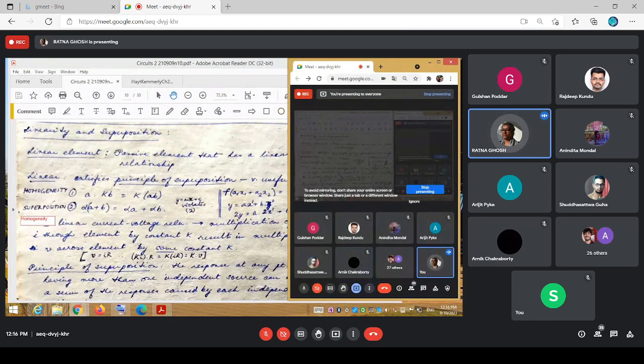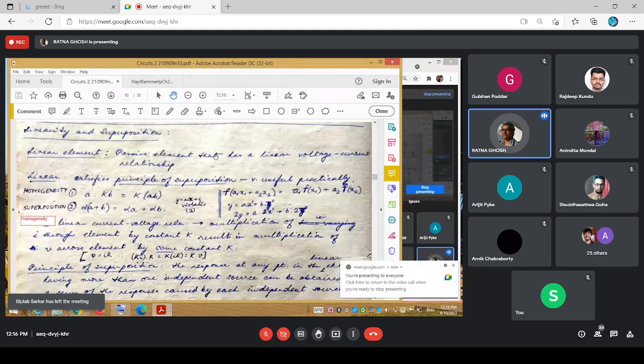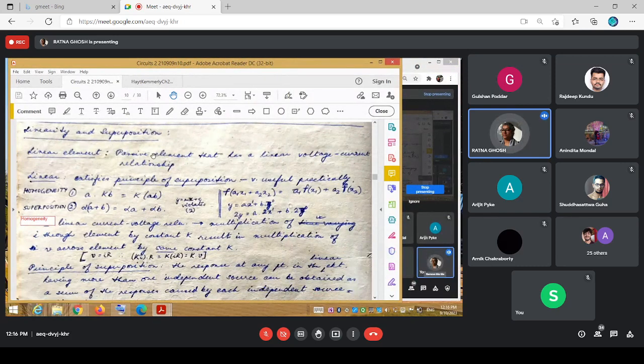So, which is why this simple definition is a passive element that has a linear voltage current relationship. Please note the words being mentioned. Why is it passive? These should be questions that you raise to yourself. I have just copied from the book, but when I'm telling you, the question strikes me: why is it only a passive element? Why not an active element?